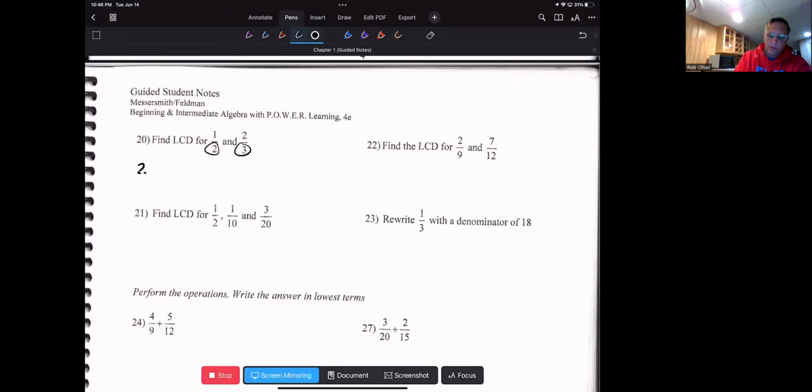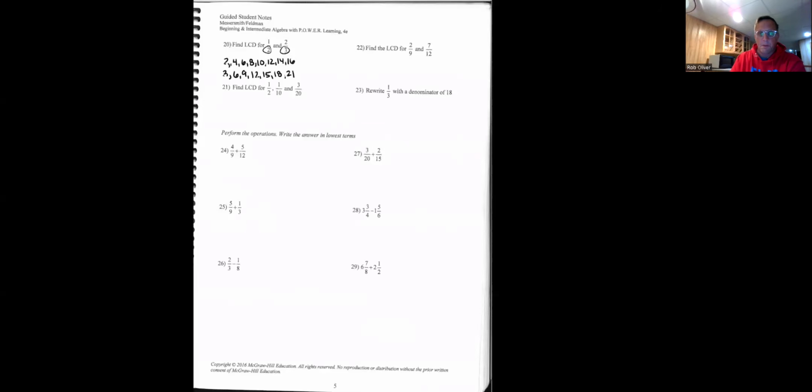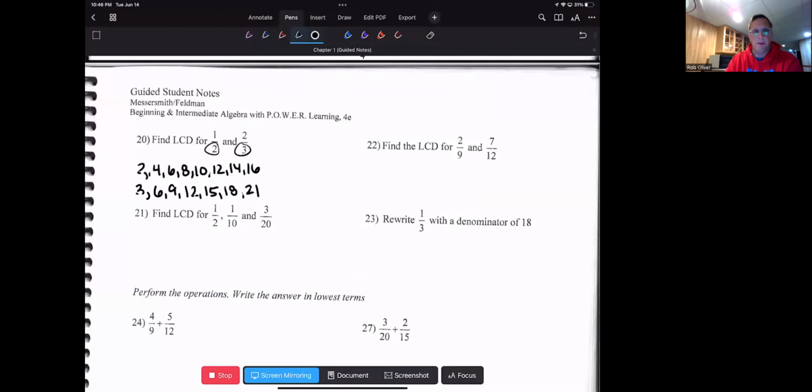So if you list off the multiples of 2, which is not hard, we got 2, 4, 6, 8. Very easy numbers to list out, right? And then you've got 3, 6, 9, 12, 15, 18, 21. And then you just start comparing, okay? And right out of the gate here, you can see, well, they both have a 6 in common. They both have a 12 in common.